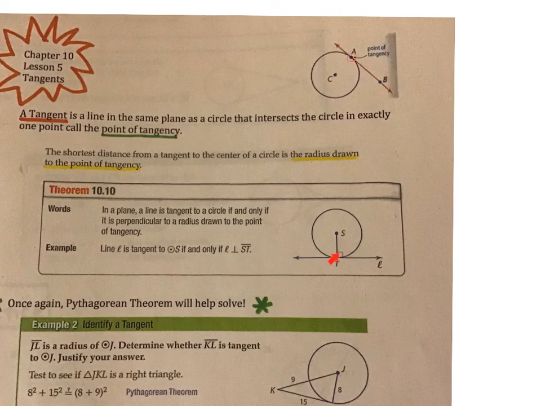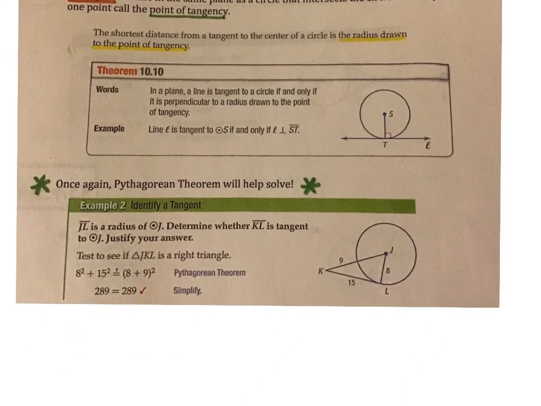All right, when we have a 90-degree angle, guess what we're going to be using? Yep, you got it. I heard you say it. Pythagorean Theorem. And again, as always with geometry, you have got to read the directions, because sometimes it's asking you to determine whether something's tangent. Other times it will tell you that it's tangent. So you've got to pay attention to what the directions are.